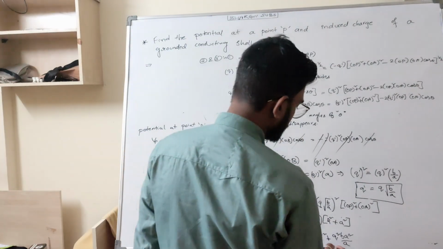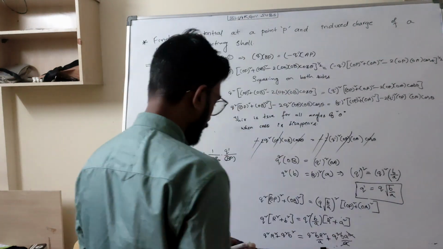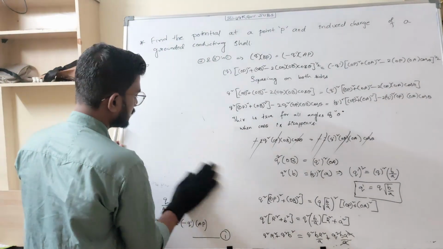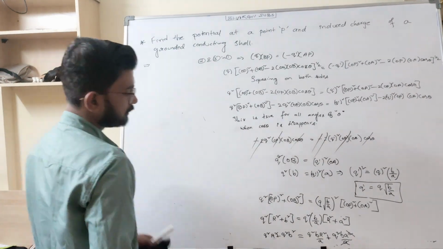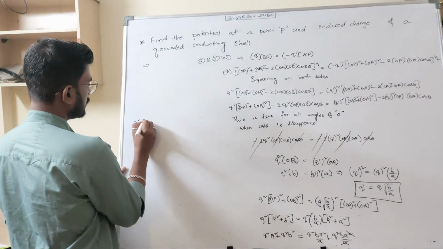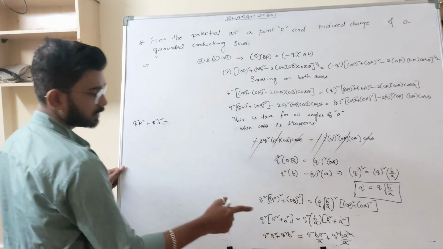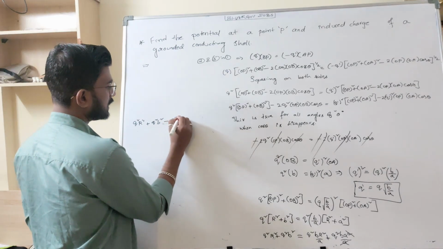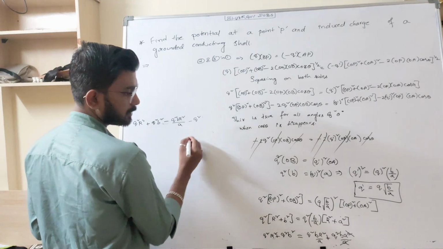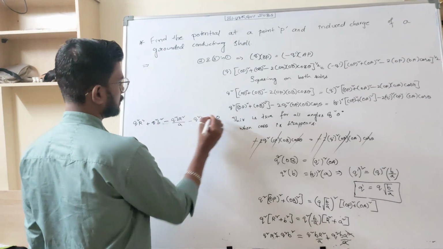Okay, so this a and this a get cancelled, and now I am taking all the terms to one side. So then what will I get? q square r square plus q square b square, minus q square b r square by a, minus q square b a, is equal to 0.